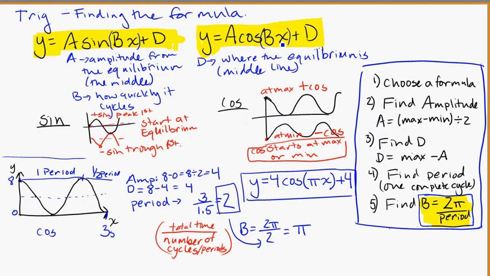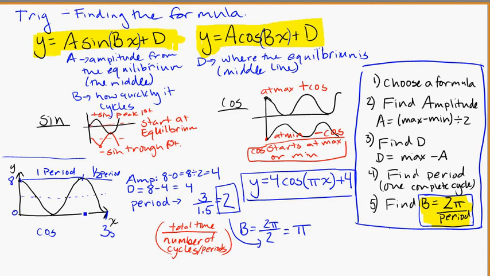Okay, so again you have to choose your formula, whether you're going to use cos or sin. You need to then find your amplitude, and your amplitude comes from the max minus the min divided by 2. So the highest point to the lowest point divided by 2. D is your equilibrium, or your midline, and you can find that by going max minus the amplitude once you have it. Finding the period is an important middle step, so you need to find the period, and you can do that by doing the total time divided by the number of cycles or periods shown, or read it directly off the graph if you can.